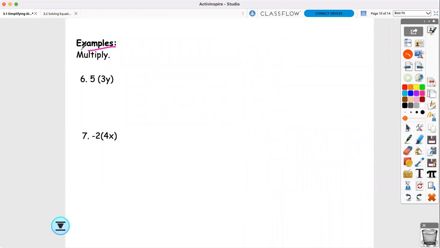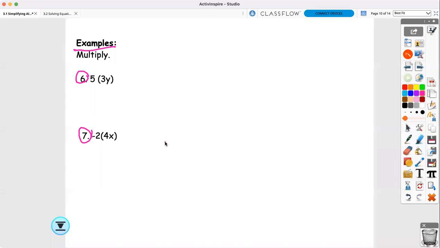All right, here's another example, 6 and 7. I'm going to give you about 1 minute to write this down. Class, remember what I said about when we have a number next to parentheses? What operation is happening? Multiplication. Good.